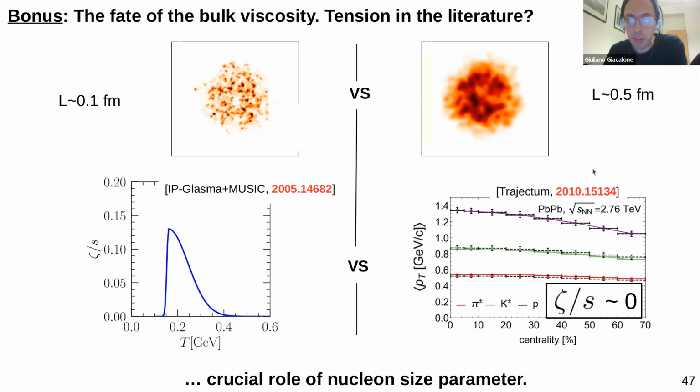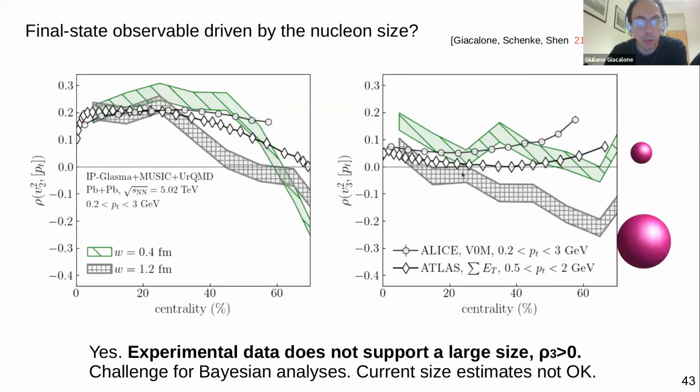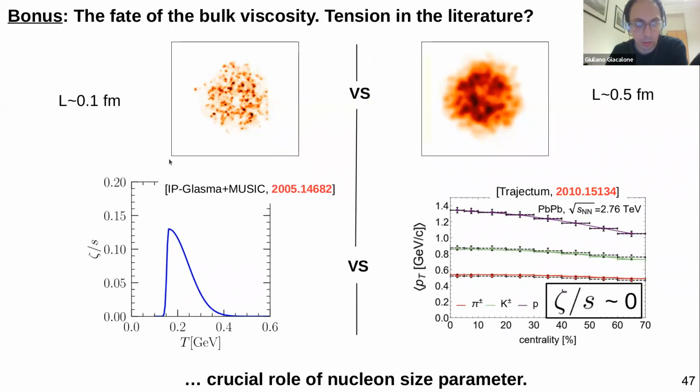So in the Trajectum framework, for instance, I was quite impressed to see that the mean pT, again which is a radial flow, is described perfectly well without a bulk viscosity, or like the value at the peak is something like 0.005, which you would barely see in this plot. The nucleon size parameter here is important. Therefore, understanding these observables, what ATLAS and ALICE have measured, and gauging in this way the right nucleon size is going to tell you whether you want a bulk viscosity or not.